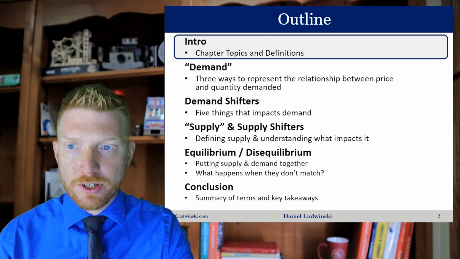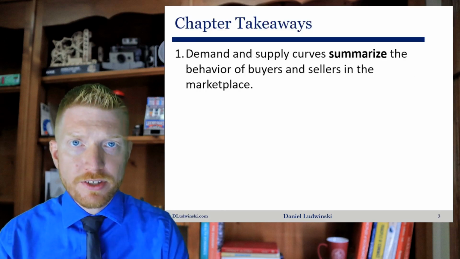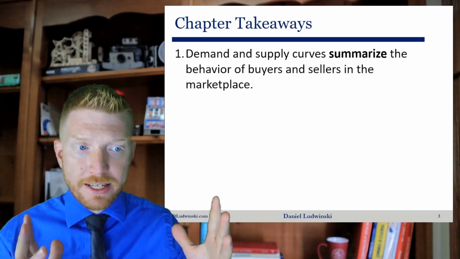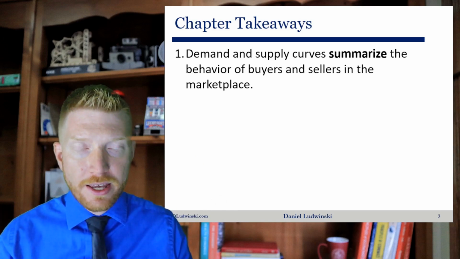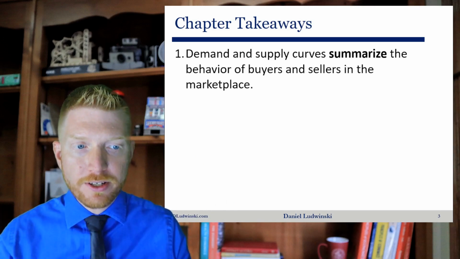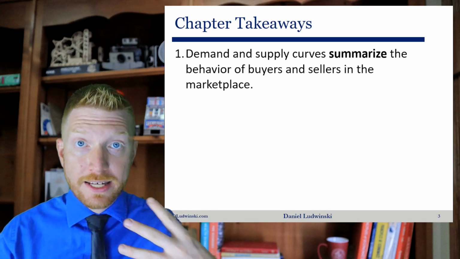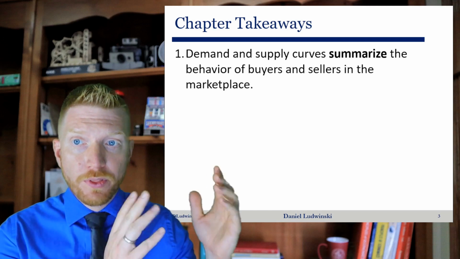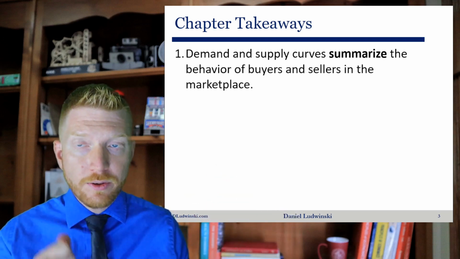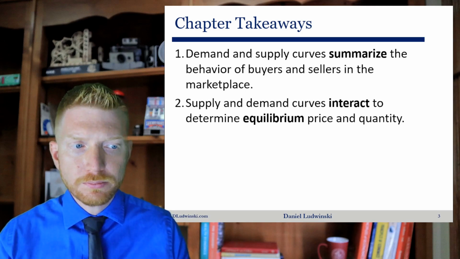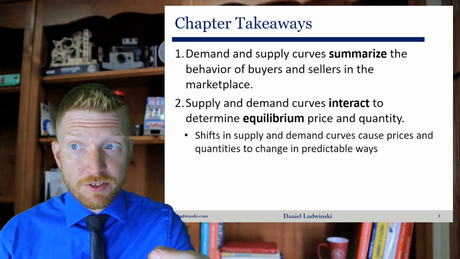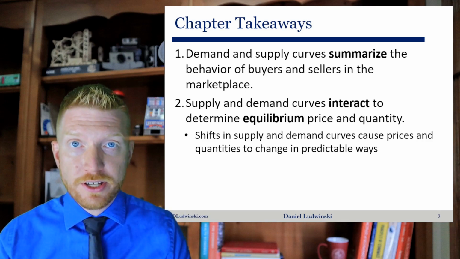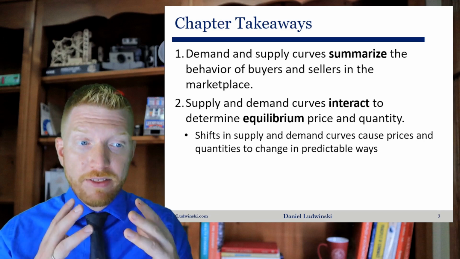So, starting with this first introductory portion, the things that I want you to take away from this is that the demand and supply ideas are things that summarize the behavior of buyers and sellers in the marketplace. These two ideas and curves and forces interact, and they determine both an equilibrium price and an equilibrium quantity. Shifts in the demand and supply curves cause changes in these equilibrium prices and quantities, and the changes happen in very predictable ways.